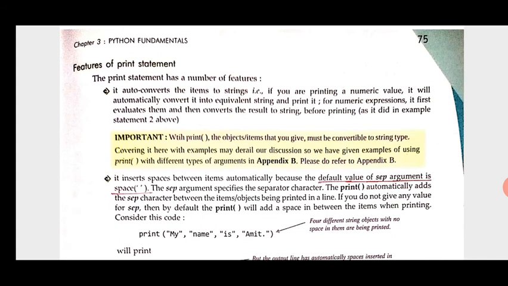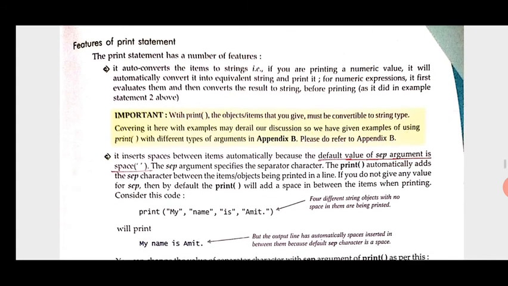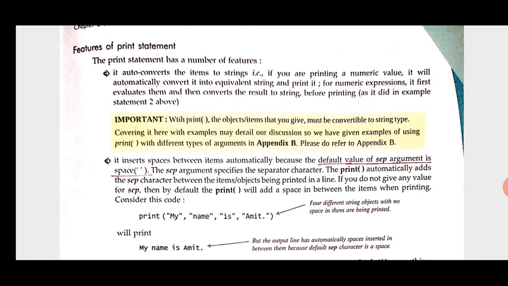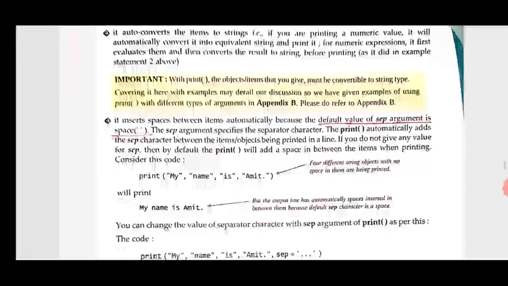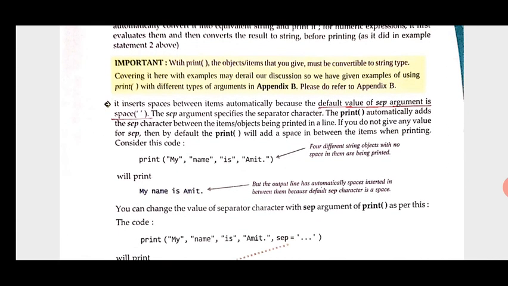Features of the print statement. What are the features that you can see one by one? First, it auto converts the items to strings. Second, it inserts spaces between items automatically, because the default value of the sep argument is a space. Here we are using the default value of sep, that is a space, so automatically it will give a space.